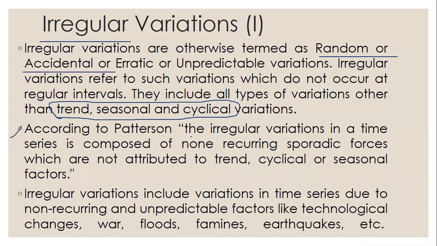Let us see what's the definition. The irregular variations in a time series is composed of non-recurring sporadic forces which are not attributed to trend, cyclical and seasonal. If it does not belong to trend, cyclical and seasonal variations, then it is called irregular variation. This irregular variation you can usually see during war, floods, pandemic, earthquake, or any other technological changes. So these are the four major components of a time series.